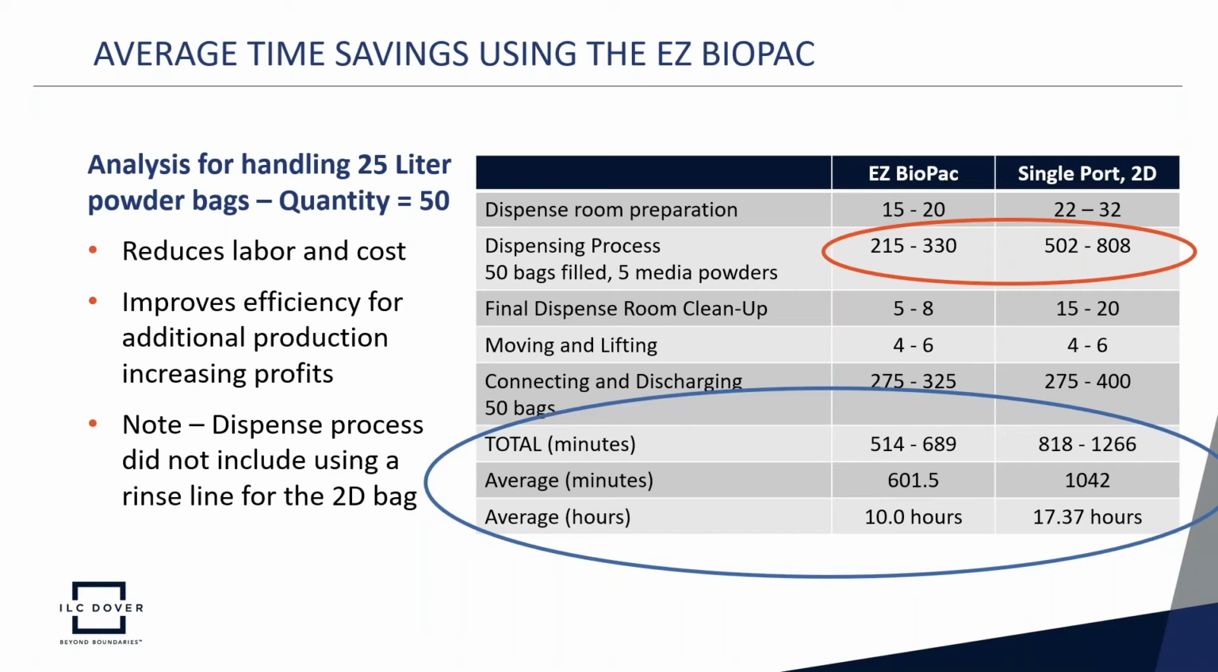So we have a total savings of about 60% in this study. So it's really an interesting product when we look at the three-dimensional bag and how that really saves a dramatic amount of time. Now, this study didn't include using the rinse line on the 2D bag, and so in those processes where a rinse line is used, the savings is even going to be more dramatic, really more compelling.